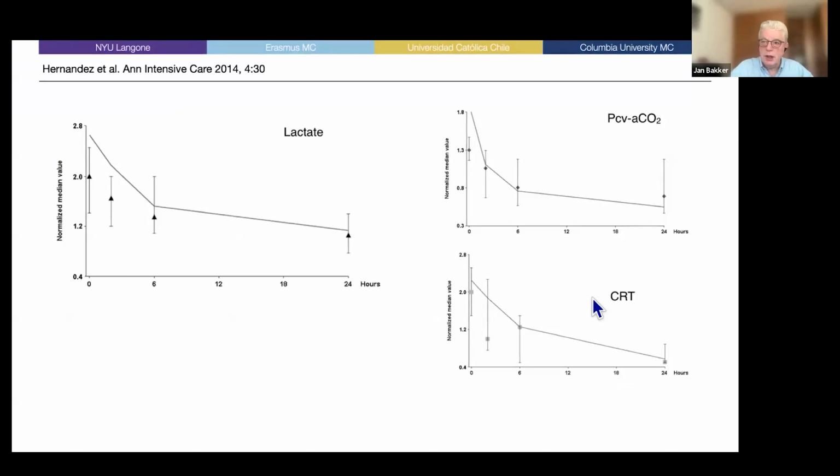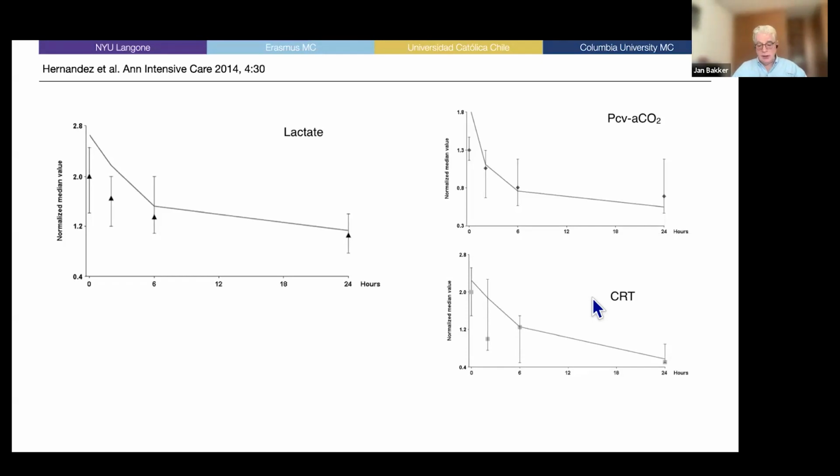Now, how to use it when you start treating your patient. For instance, Surviving Sepsis Campaign and many other guidelines use lactate to identify patients with shock. I think that's absolutely correct. Very difficult to define shock without having an increased lactate level. It's beyond the scope of this presentation.